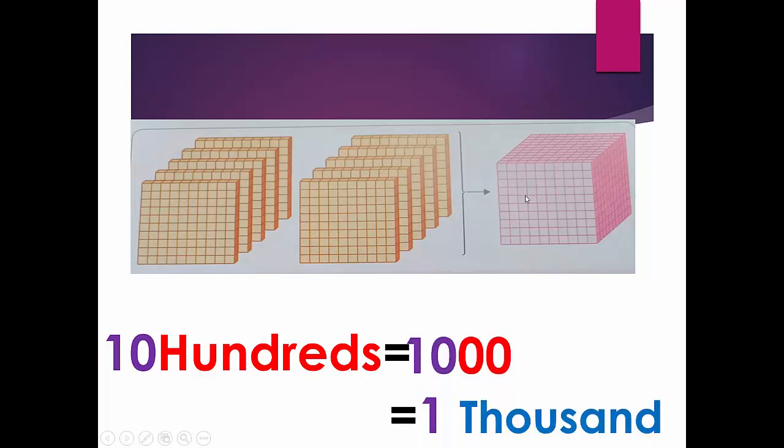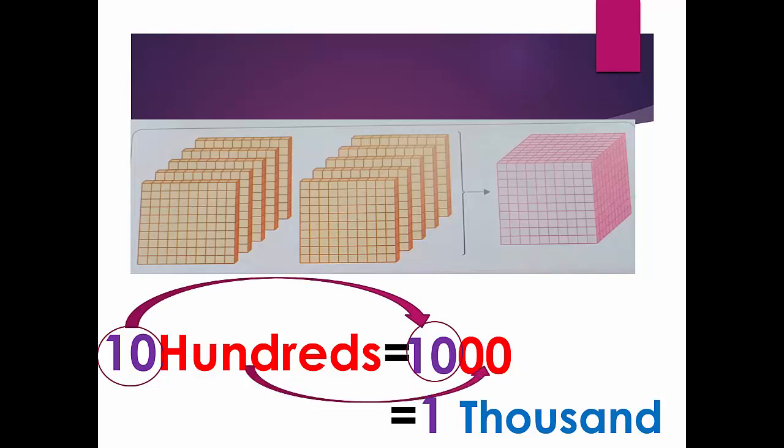Okay, my students, here I have number 10. I keep the number as it is. What about hundreds? Hundreds give me two zeros. So how can I read this number? 1,000. 1,000. Okay?